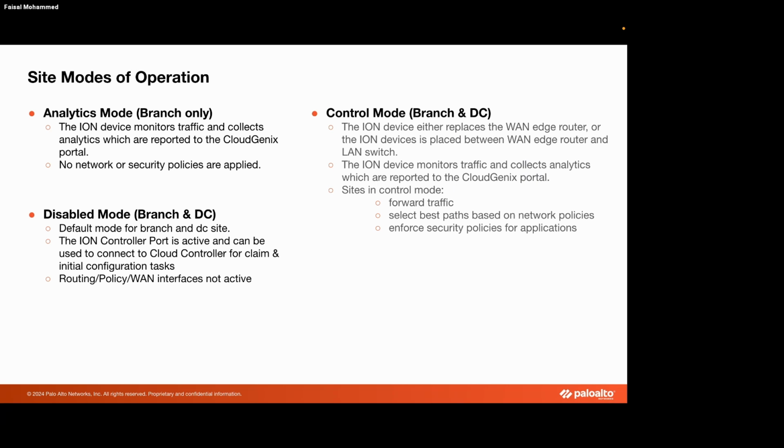Analytics mode is only applicable to branch. The ION device monitors traffic and collects analytics which are reported, and there are no security or policies applied. The disable mode is the default mode, and in disable mode, many functions don't work. It's primarily meant to stage your deployment of your branch side. The control mode is where the device actively participates in the Prisma SD-WAN fabric and starts forwarding the traffic, applying the policies and enforcing the security policies if there are any created.